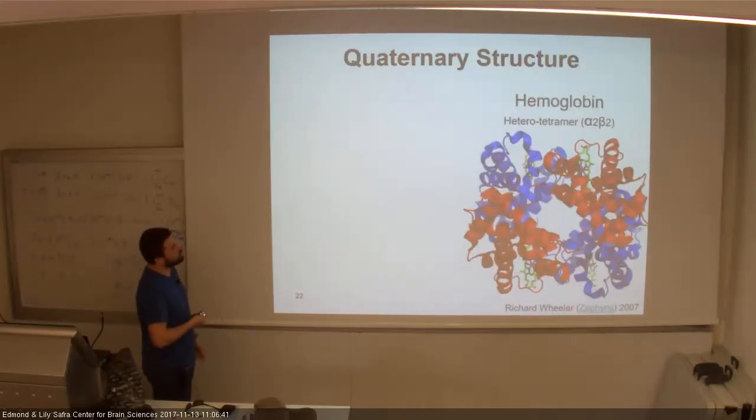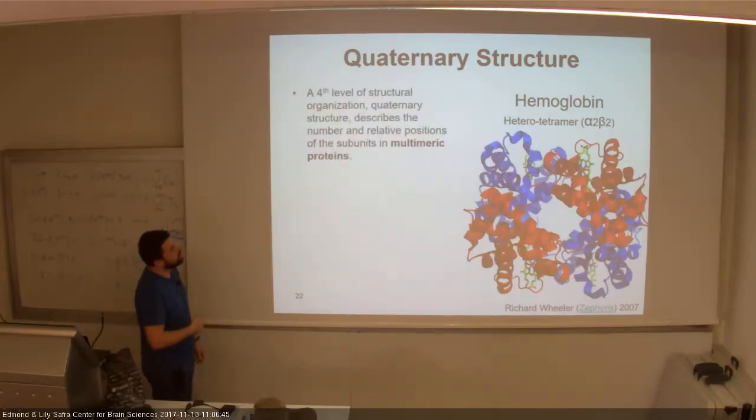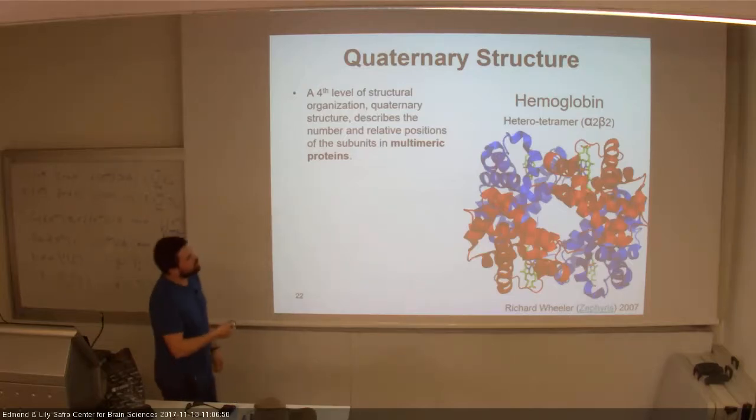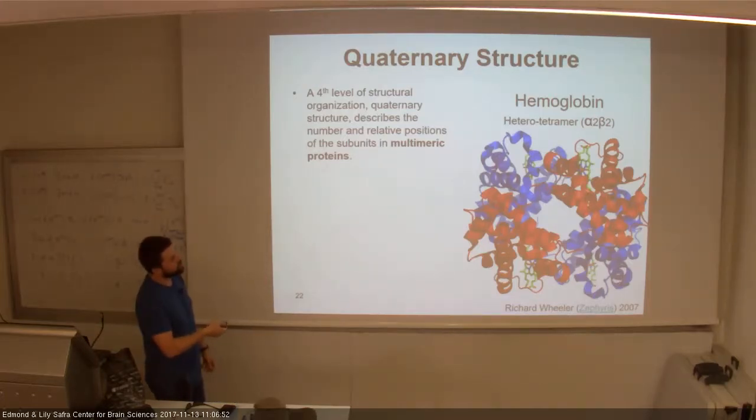One of the most classic examples is hemoglobin. It's what we call a heterotetramer, because it's composed of two alpha and two beta subunits, which are very similar, by the way.